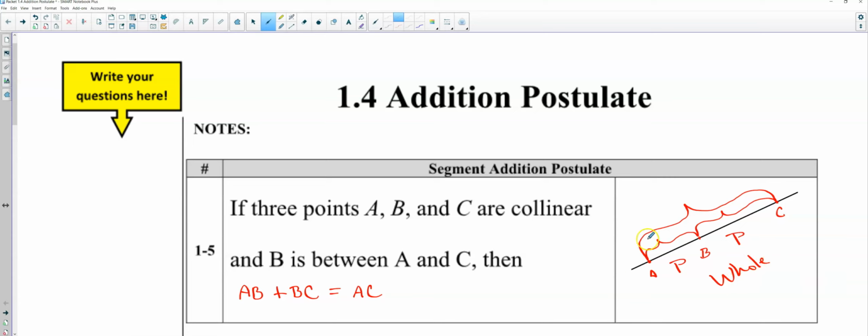So let's say AB is 30 and BC equals 35. Then that means that the whole thing must be 65. That's basically what this is saying. So remember that if 3 points A, B, and C are collinear and B is between A and C, then the distance from A to B plus the distance from B to C must equal the distance from A to C. And that's just common sense. Remember, a postulate is something that we don't have to prove. We take it as true. It's so simple that we take it as true, okay?